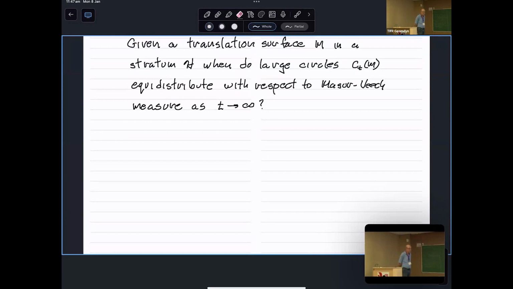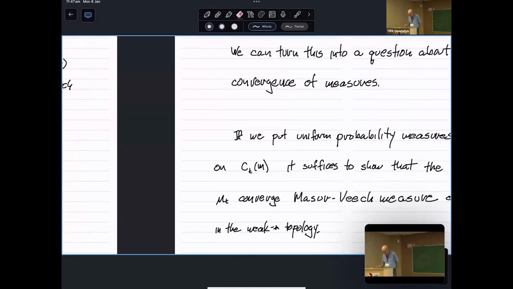Okay, so this is the second question that we've been delaying or trying to ignore. What can we say about large circles? Do they equidistribute? We haven't even answered this question in the torus case, right? But we're interested in the question in general for general strata as well.